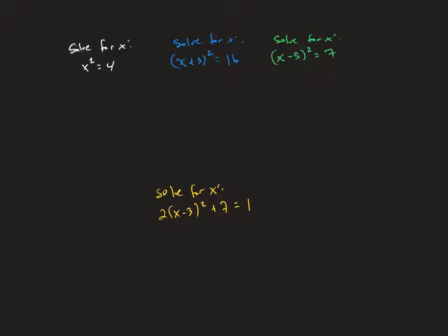Now, this first one, I've got x squared equals 4. So I'm going to try to undo the square. I'm going to do that by taking a square root. Now, whenever I take the square root of x squared, I know that 2 would be a possible answer, right? Because when you square 2, you get 4. But 2 is not the only answer, because I could get negative 2 as well. When I square it, it also gives me 4.